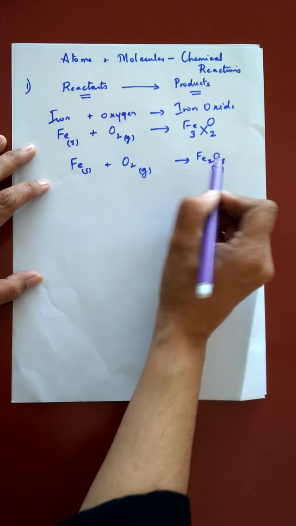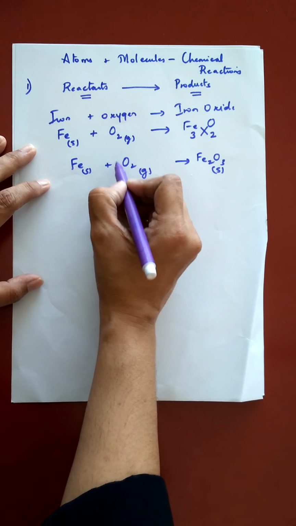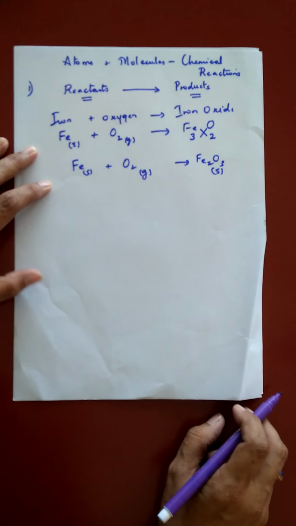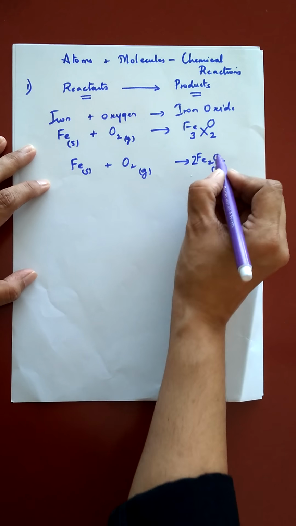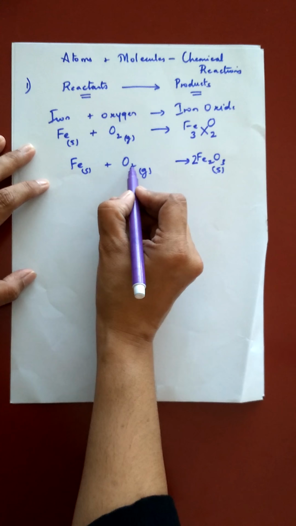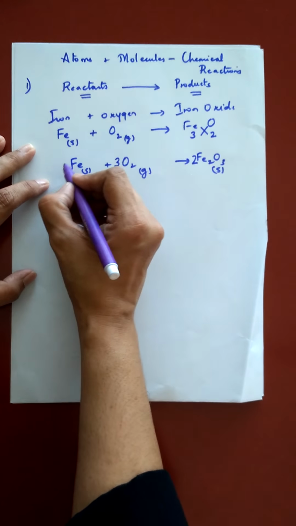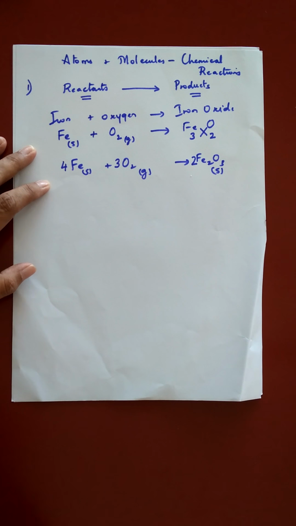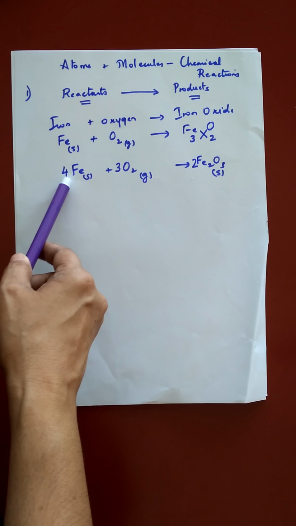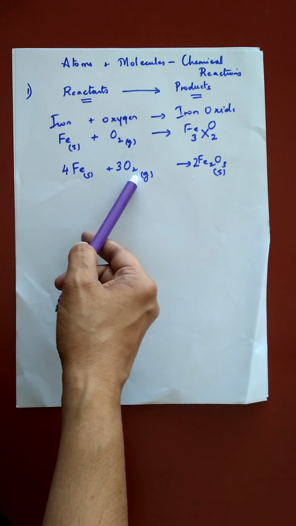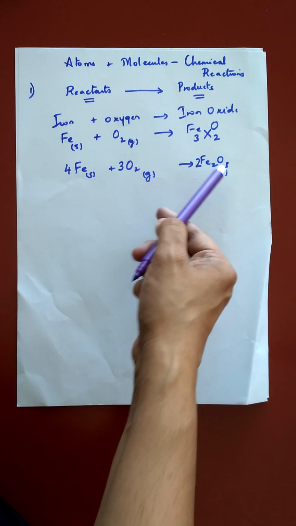Now let us balance this. You have 3 oxygens here, here you have 2. You have to make them equal. Even if I write 1 here, it becomes 1 into 2. It doesn't become 3. So let's take the common multiple. 3 2s are 6, and here 2 into 3 will be 6. And iron becomes 2 2s are 4, and here there's only one iron. So to make it 4, you just write 4 here. So 4 atoms of iron react with 3 molecules of oxygen to form 2 molecules of iron oxide.